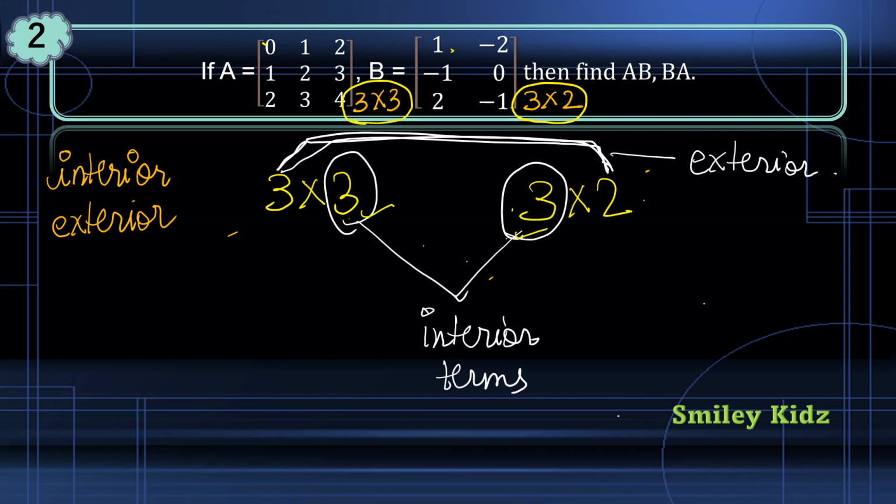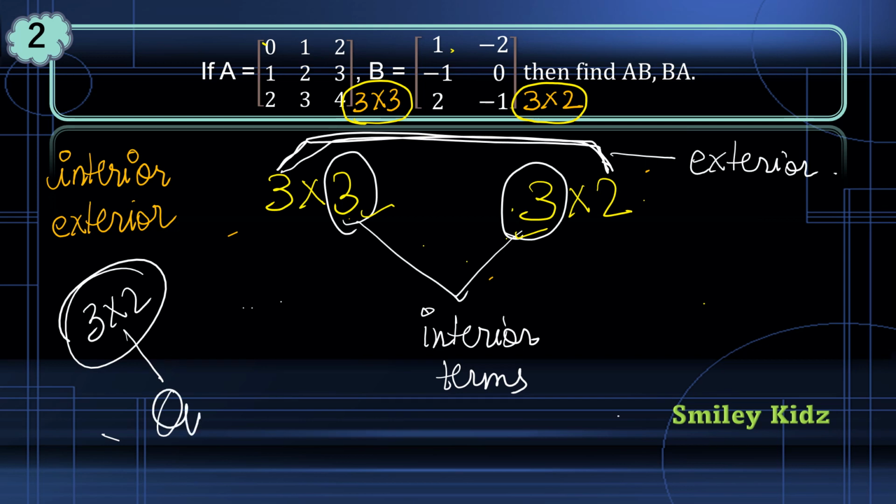And one more thing you have to learn here is the exterior terms, that is 3 and 2. These are the exterior terms. The output of the multiplication of 3 by 3 and 3 by 2 will give you a matrix which has the order 3 by 2.